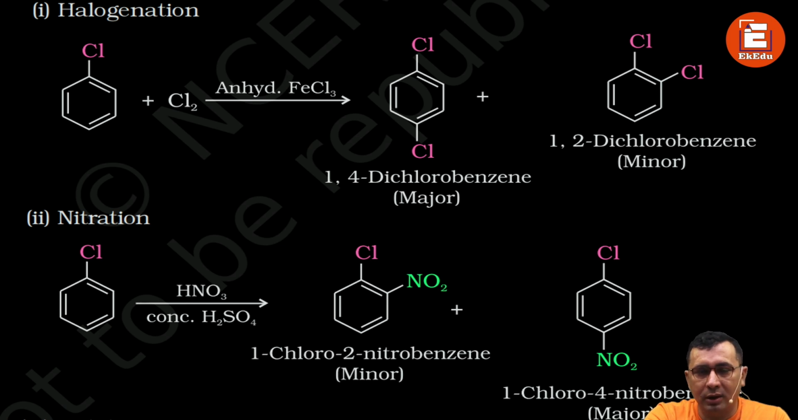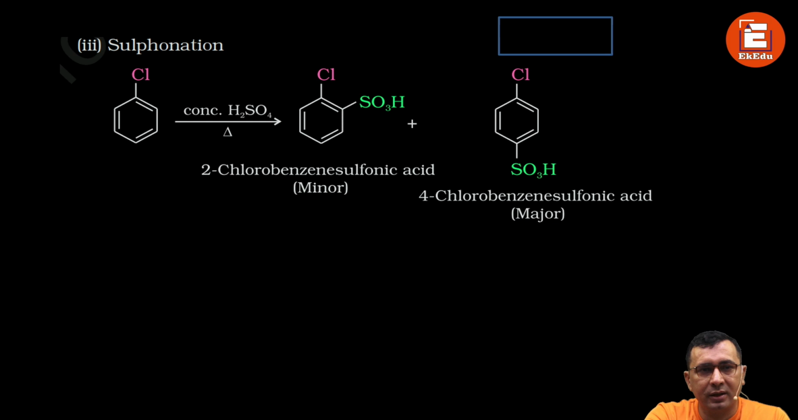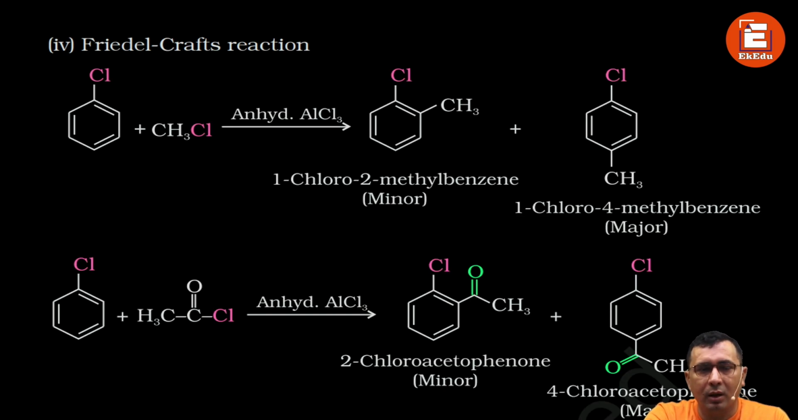Similarly for nitration, in the presence of acidic medium, it gives us ortho-nitrochlorobenzene and para-nitrochlorobenzene. The para-nitro product is the major product. Similarly for sulfonation. The Friedel-Crafts reaction is a very common reaction and the best example of electrophilic substitution reaction. When benzene or its derivative reacts with alkyl or acyl halides in the presence of anhydrous AlCl3, that gives us a derivative of benzene, known as the Friedel-Crafts reaction.